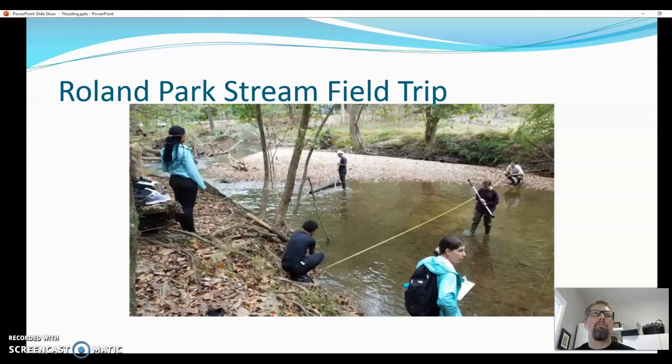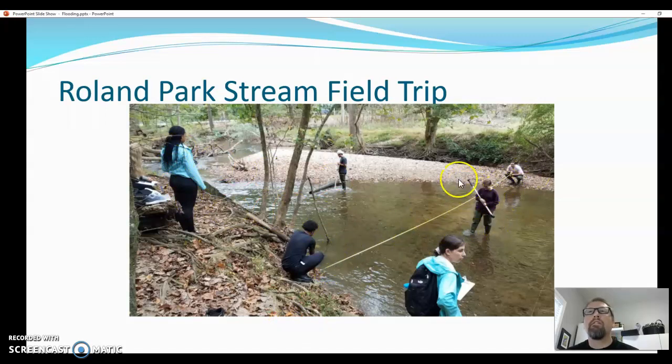But first, let's start with the Roland Park field trip. So this is what we are able to do, and probably something that you could have your students do, is to calculate really the discharge of the stream. You need a tape measure. You can see that these folks are wearing waders because we are in some water that we're not real sure of the health of the water, so we want to be precautious there.